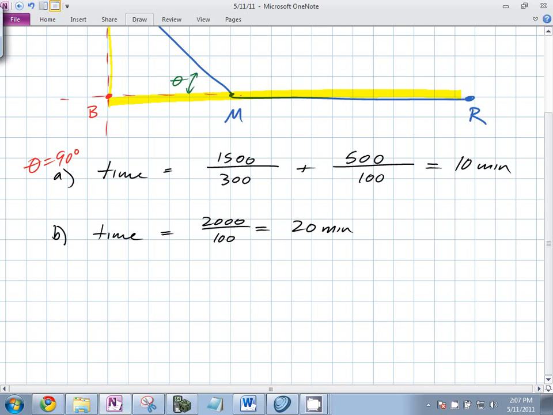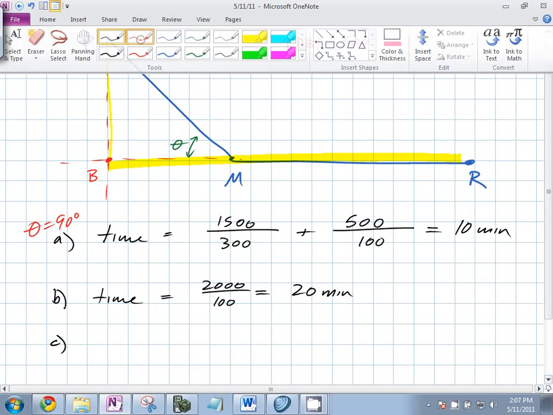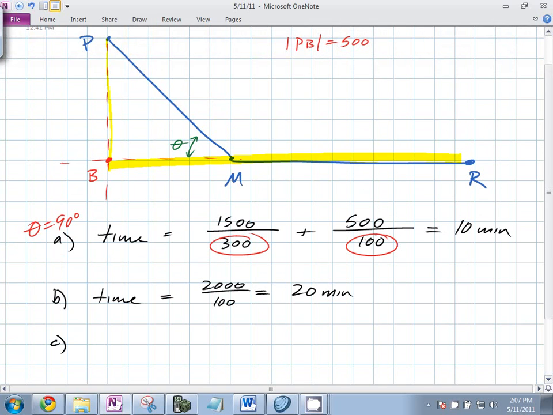So part C, which is the guts of this entire question, asks what is the time traveled just in terms of theta. The key to all of these, what did we know? We knew 300 and 100. What's the only thing that changes? There are two values that change.